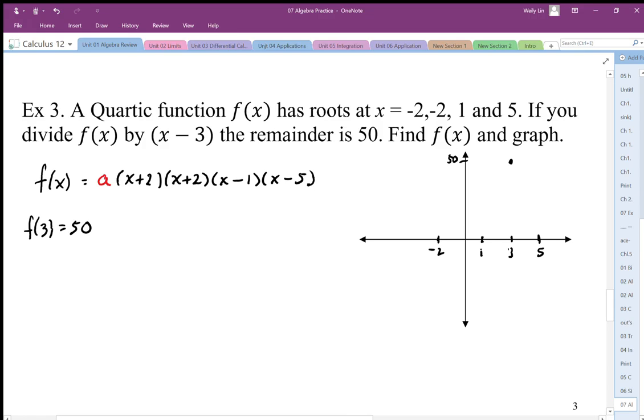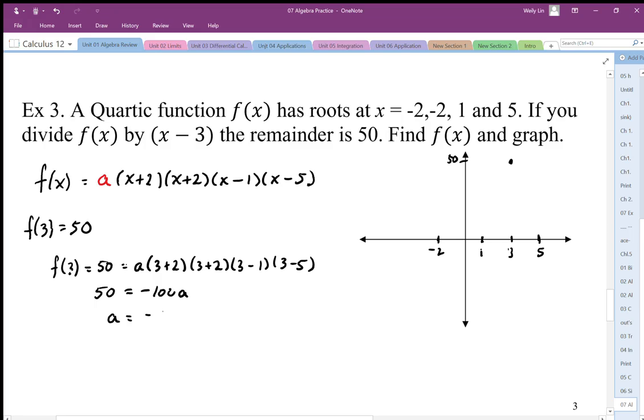Okay, so the remainder theorem also implies that we have actually an x and y pairing. So we can actually use that coordinate to solve for a. So when I substitute in, I get f of 3 is equal to 50, which is equal to a times 3 plus 2, 3 plus 2, 3 minus 1, 3 minus 5, and then we can solve for a. So we end up with 25 times 2 is 50, times -2 is -100. So we end up with 50 is equal to -100a. So a works out to be -1/2.